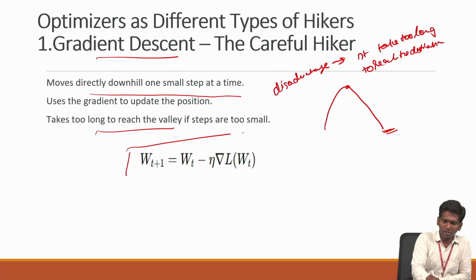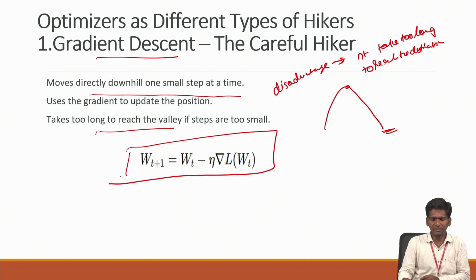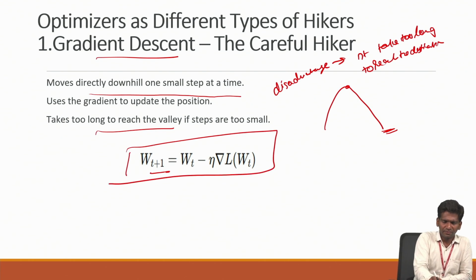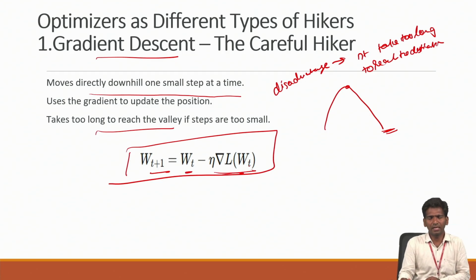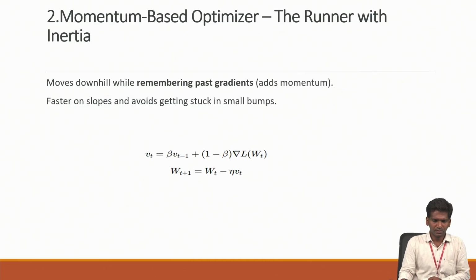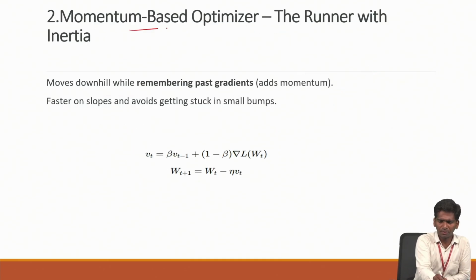Okay, so this is the formula that we use to update the weights. The weight will be equal to the previous weight minus the loss weight that we will be calculating, and update the weight in gradient descent. Yeah, next, momentum based optimizers.